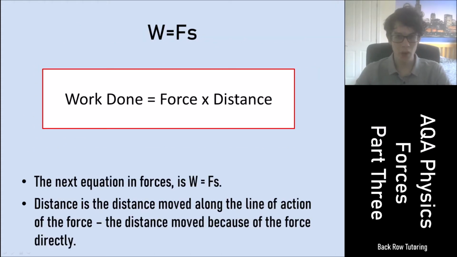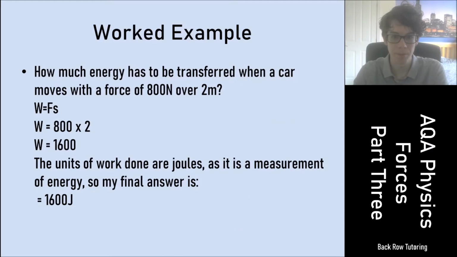Let's have a look at our next formula now. Work done is equal to force times distance, where work done is measured in joules, force is measured in newtons, and distance is measured in meters. Now, for this formula, distance is the distance moved along the line of action of the force. That just means the distance moved because of the force directly.